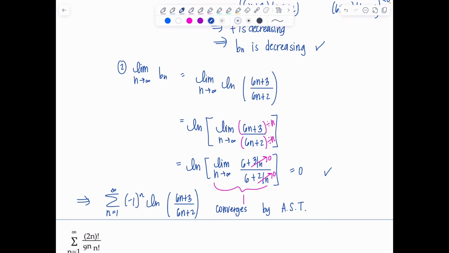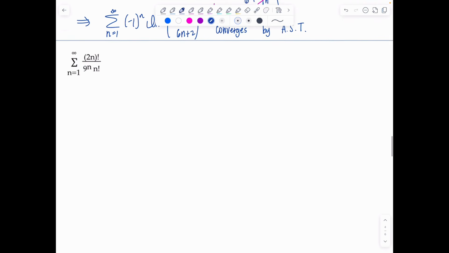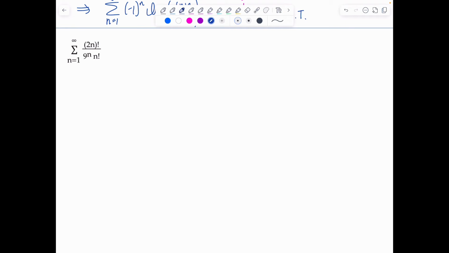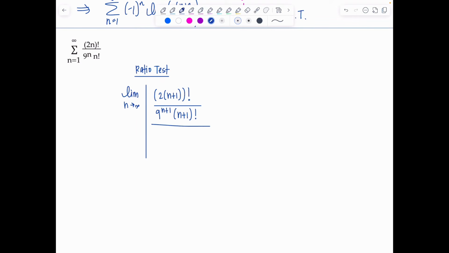Okay, perfect. Next one, can you tell what test is appropriate to use? As soon as you see factorials, your brain should go straight for ratio test. Oh yeah, ratio test. Don't even think about anything else. So limit, n goes to infinity. You need absolute value, a sub n plus 1. Be careful. 2 times, put parentheses on that, (n plus 1) factorial, over 9 to the (n plus 1) factorial. And then this all gets divided by a sub n, the original, 2n factorial over 9 to the n factorial.